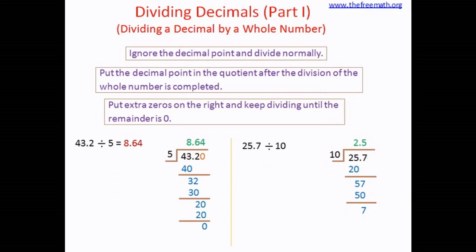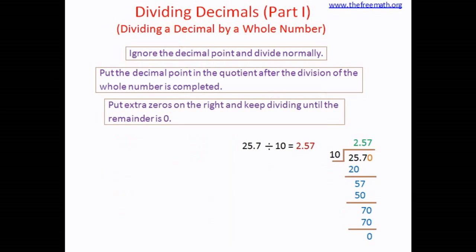Now we do not have any more digits in the number that we are dividing. So let's put an extra 0 and make it 25.70 and bring down that 0. 10 sevens are 70 and 70 minus 70 equals 0. So our answer is 2.57. Now let's take a closer look at this last example.